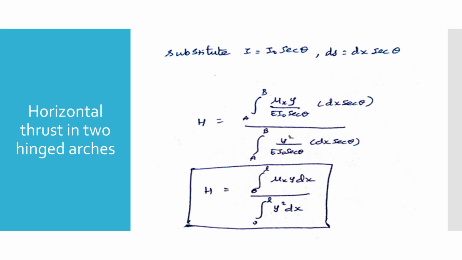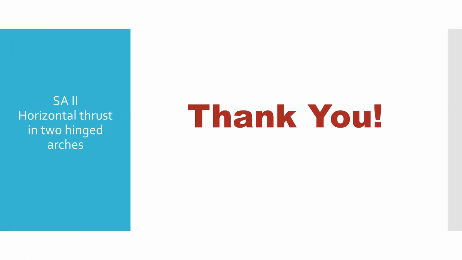The final formula for horizontal thrust H is the integral from 0 to L of μxy dx, divided by the integral from 0 to L of y squared dx. Thank you for watching. We have successfully derived the standard formula for horizontal thrust in a two-hinged arch using the principle of minimum strain energy.